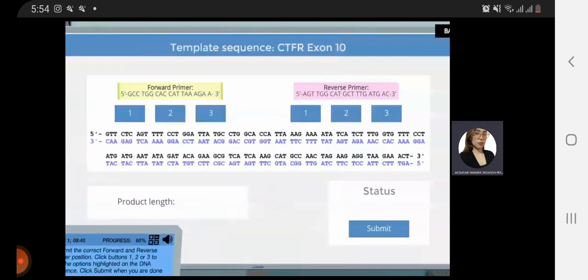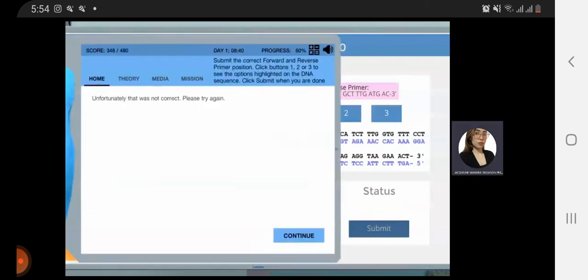Submit the correct forward and reverse primer position. Click buttons 1, 2 or 3 to see the options highlighted on the DNA sequence. Click submit when you are done. Unfortunately, that was not correct. Please try again.